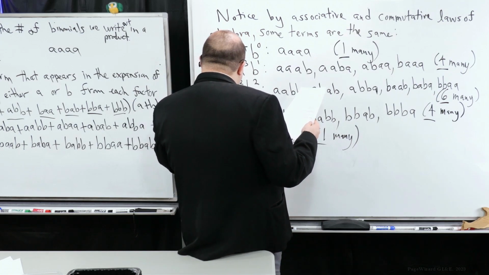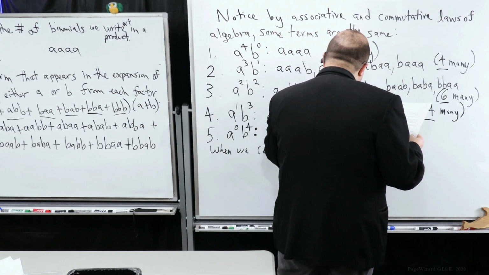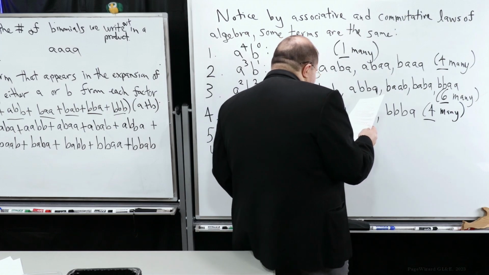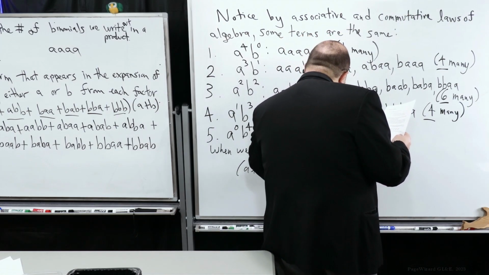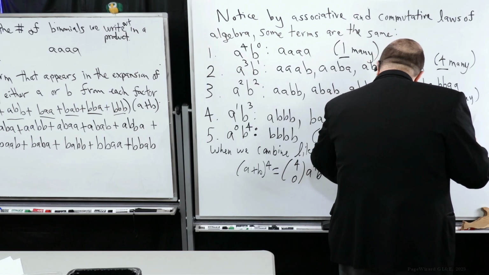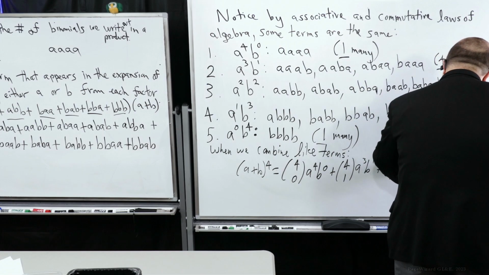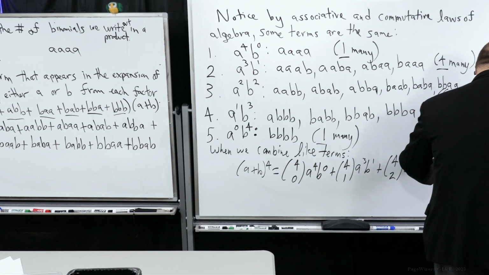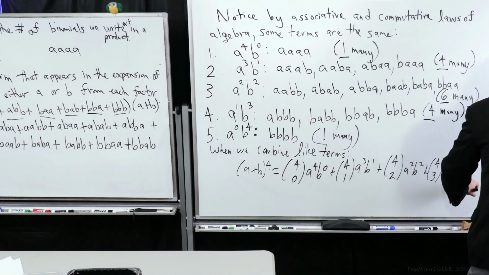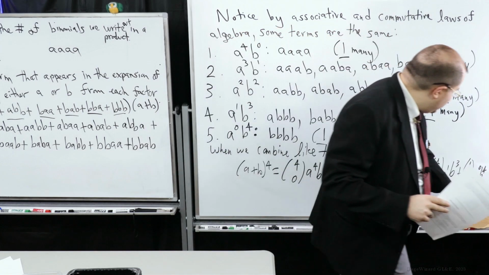So when we combine like terms, then a plus b to the power of 4 is equal to 4 choose 0, a to the power of 4, b to the power of 0, plus 4 choose 1, times a to the power of 3, b to the power of 1, plus 4 choose 2, a squared, b squared, plus 4 choose 3, a to the power of 1, b to the power of 3, and lastly we have 4 choose 4 of a to the power of 0, b to the power of 4. Well, what is that? No period, I've got to simplify it further.